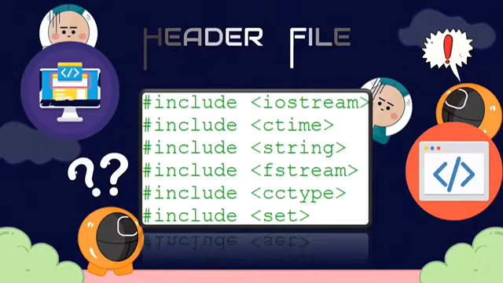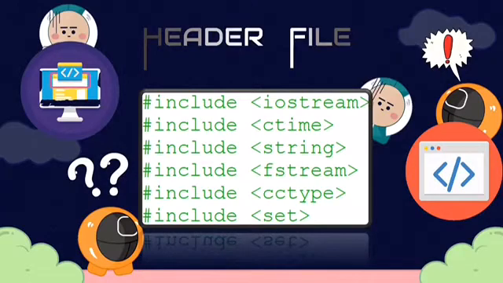Next is ctime that convert the given times in a POSIX to a calendar local time and then to a character representation. A call to ctime is a combination of asctime and localtime function. The third header is string that store a sequence of letters or other characters.